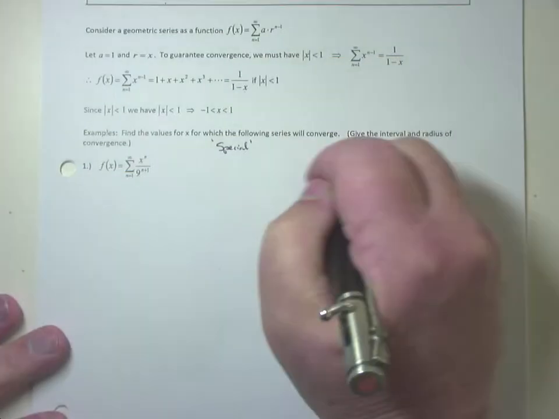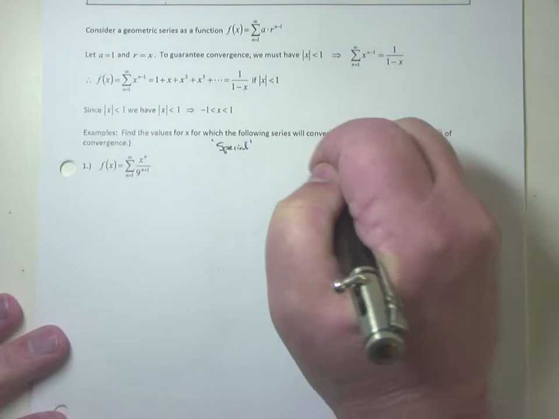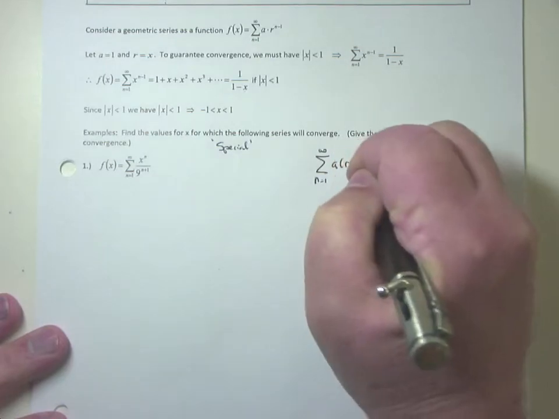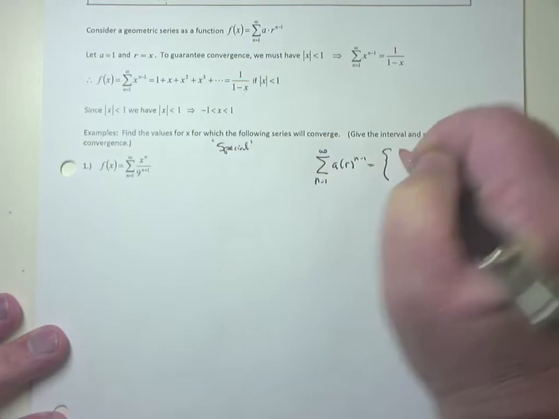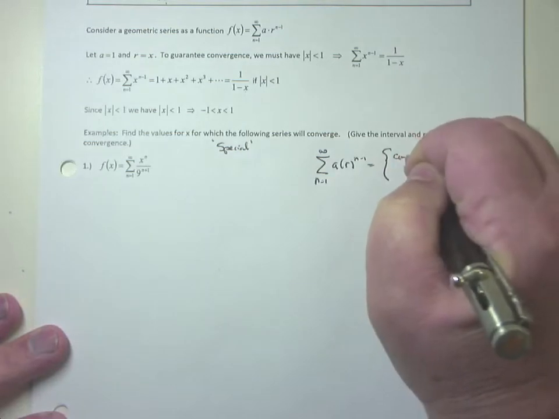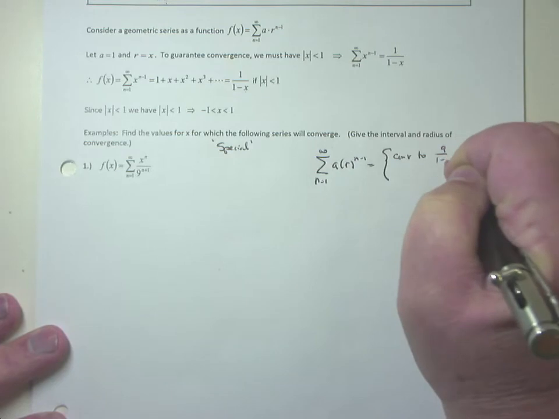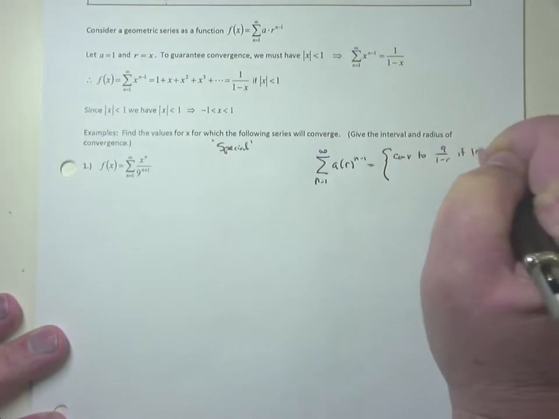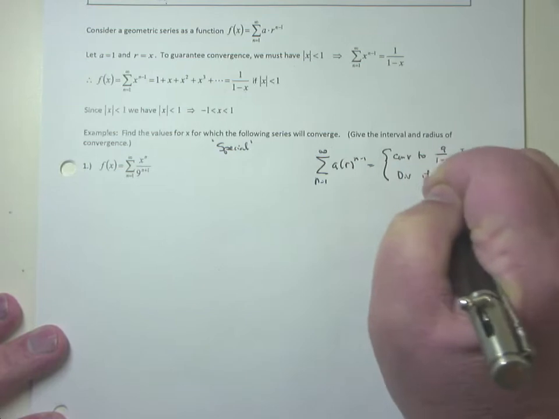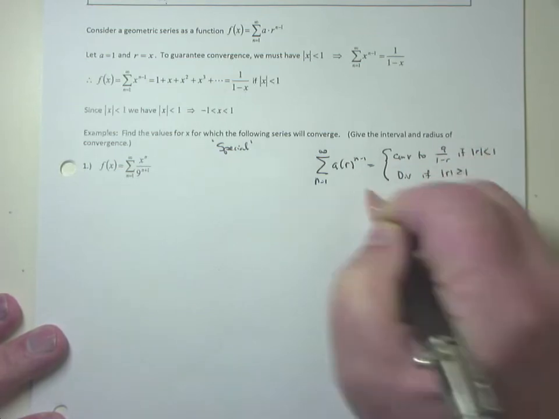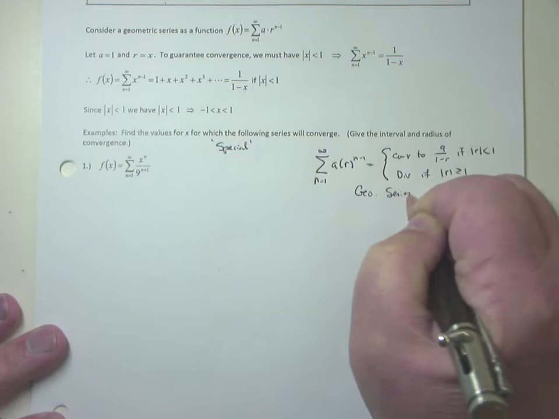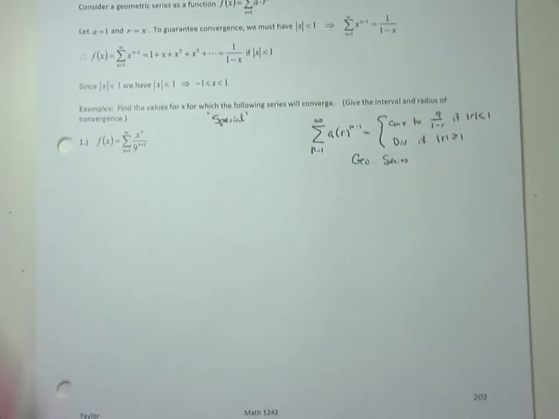And to remind you of your geometric series, the sum as n goes from 1 to infinity of a r to the n minus 1. We know it converges to a over 1 minus r if the absolute value of r is less than 1, and we know it diverges if the absolute value of r is greater than or equal to 1. It's the classic geometric series, things we have memorized. So the question on this one is very simply this: find the values of x that make the series converge. And we're going to talk about something called the interval and radius of convergence here.